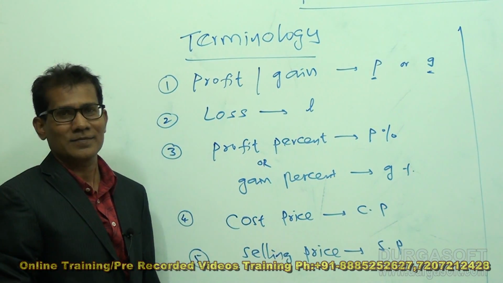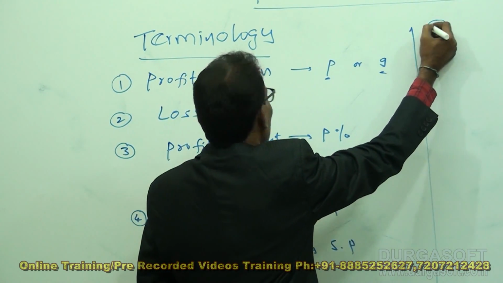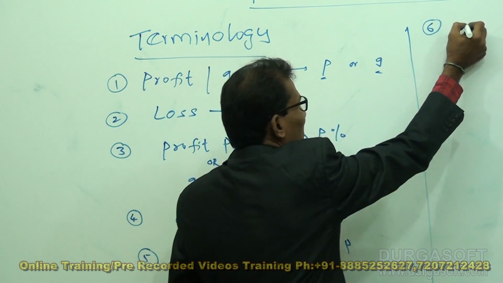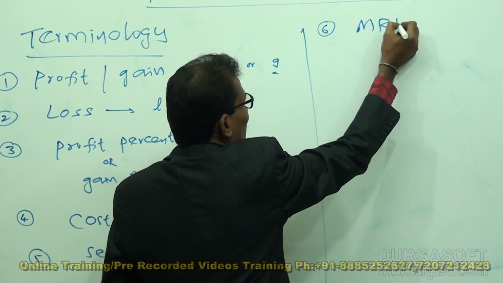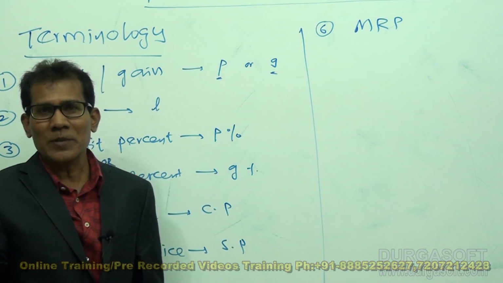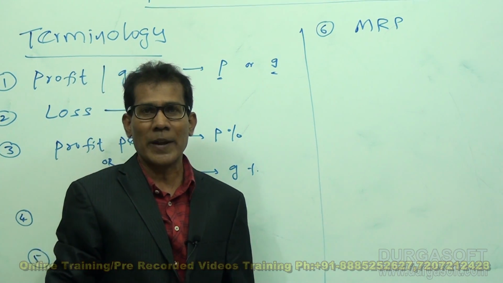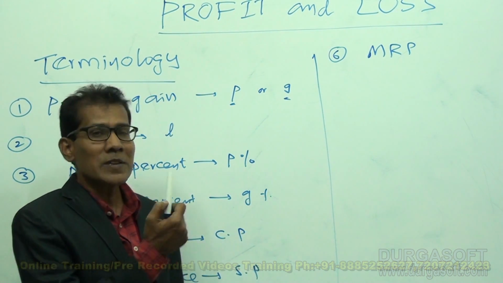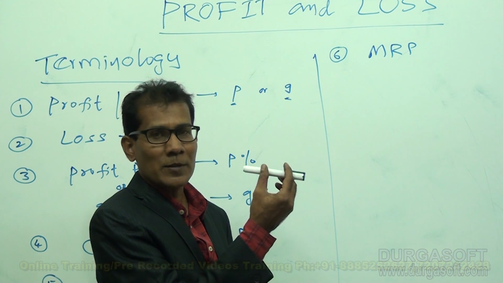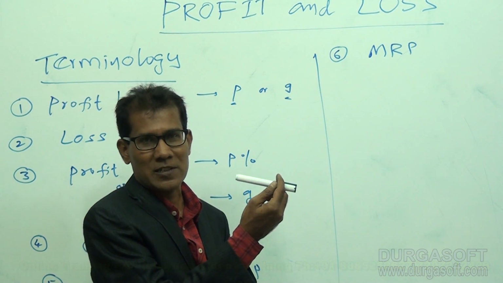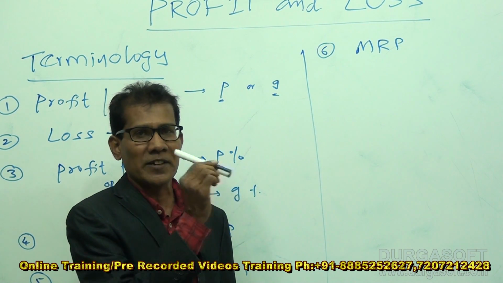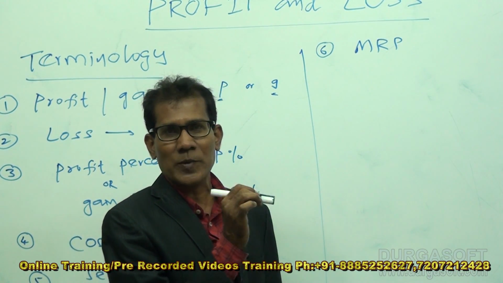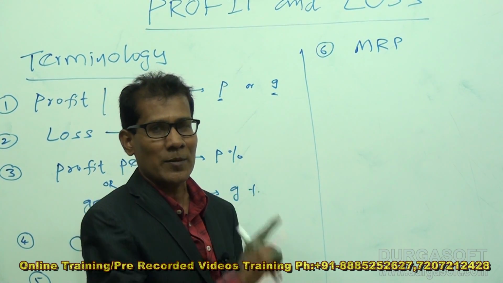And more. What are the other terms we use in profit and loss? MRP, wonderful. What is MRP actually? Maximum retail price. MRP stands for maximum retail price. What does it mean? If a particular item is to be sold, every item has a certain price printed on it. That is MRP, maximum retail price. If it is written 100 rupees on the item, this item should not be sold for more than 100 rupees. Means the selling price should be either 100 or below 100. That is called MRP, maximum retail price.